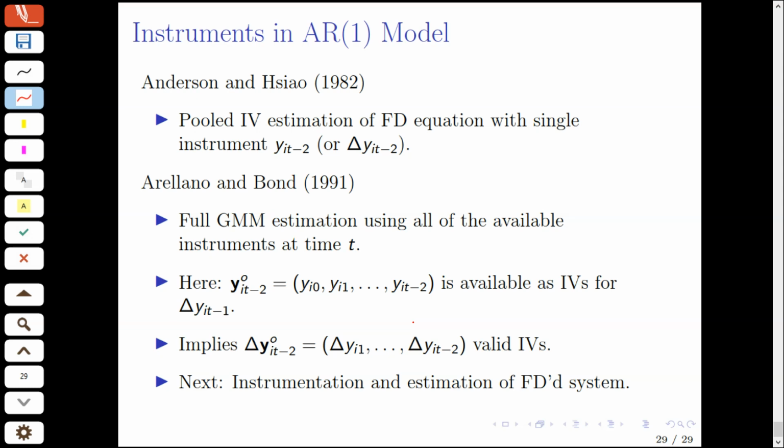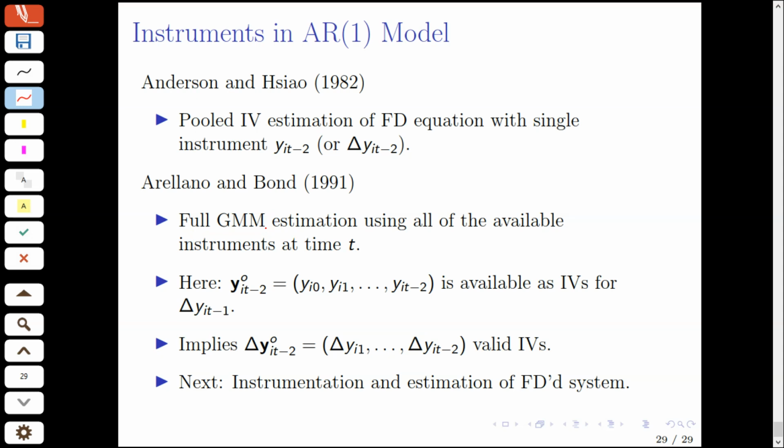Now, this model, the first-order autoregressive model, has been treated in the past by several authors, specifically Anderson and Hsiao in a 1982 paper, who suggest using pooled IV, pooled instrumental variables estimation of the first difference equation, using just a single instrument, as given by the twice lagged outcome, or perhaps the twice lagged difference in outcome, as suggested by first differencing. Another approach was suggested by Arellano and Bond in the early 90s, where they devised a method known as efficient or full generalized method of moments, where they use all the instruments that are available at any given time period.